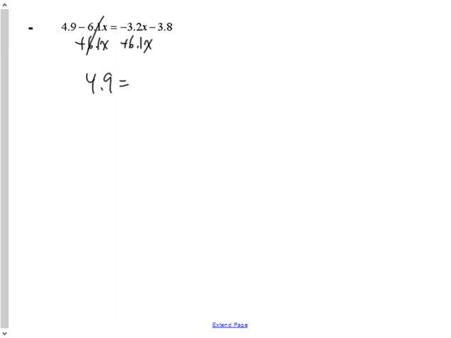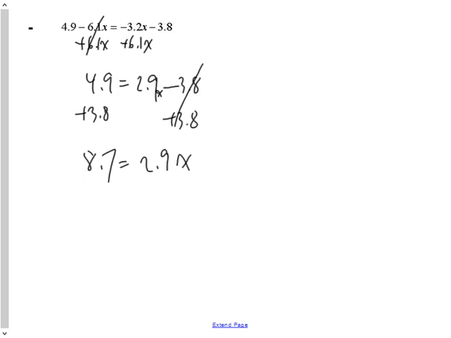4.9 is equal to, and the reason why it's good here is what you end up with is a positive coefficient, as opposed to the other way, where I'd end up with a negative coefficient. That's going to be 2.9x minus 3.8. Get rid of your constant. 2.9x is equal to 8.7.